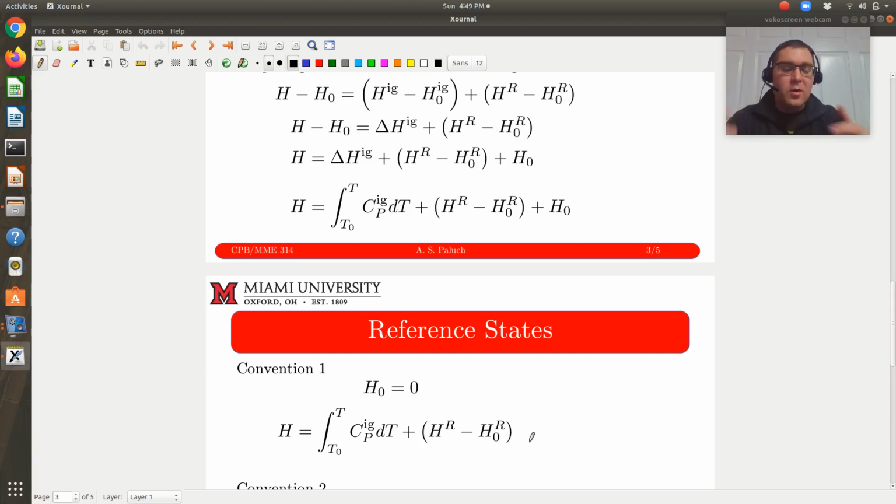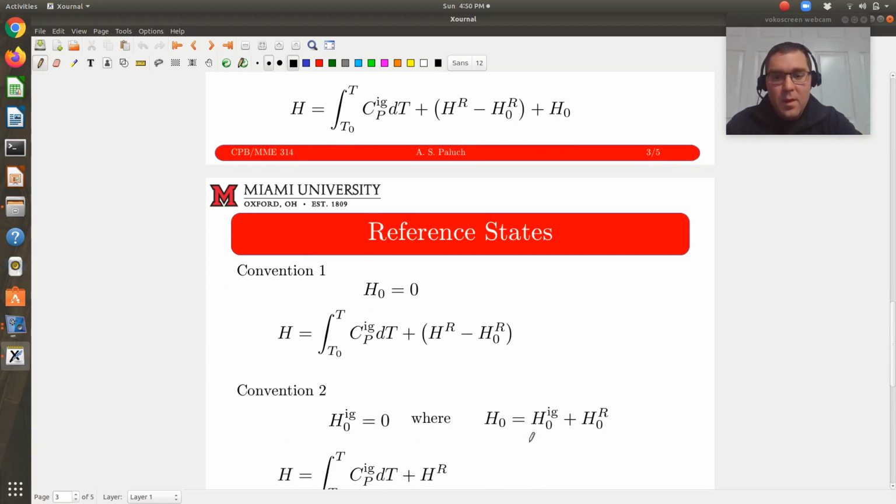So what I'm trying to do here is define something that looks like an absolute value of h, and I'm doing that by defining some value at some reference state to be 0, and then calculating everything in relation to that. Convention 2 isn't to assume that h naught is 0, but to assume that h naught, the ideal gas contribution in state 0, is 0.